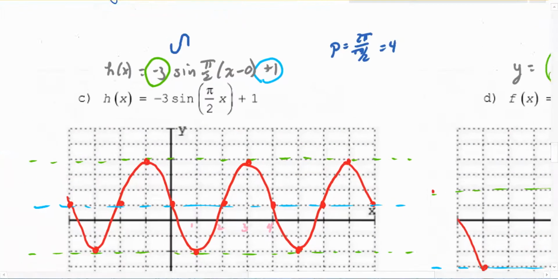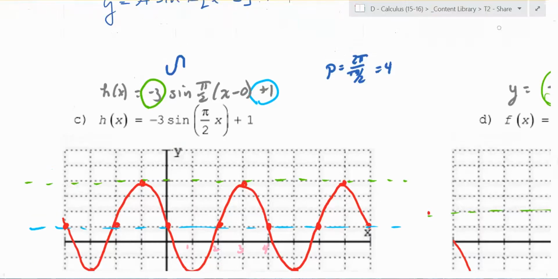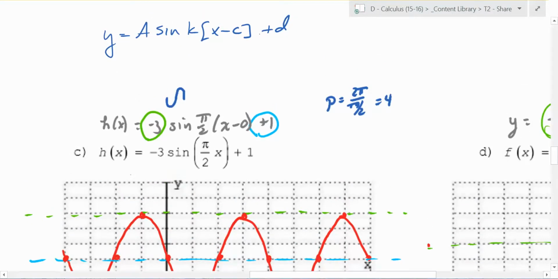Form. And then you identify all the values: A, C, D, and K. I know you don't like it. So in this case, what does A equal? What does your C equal? 0. What does D equal? 1. And what does your K equal? Pi over 2. So that tells you that the period is 4.